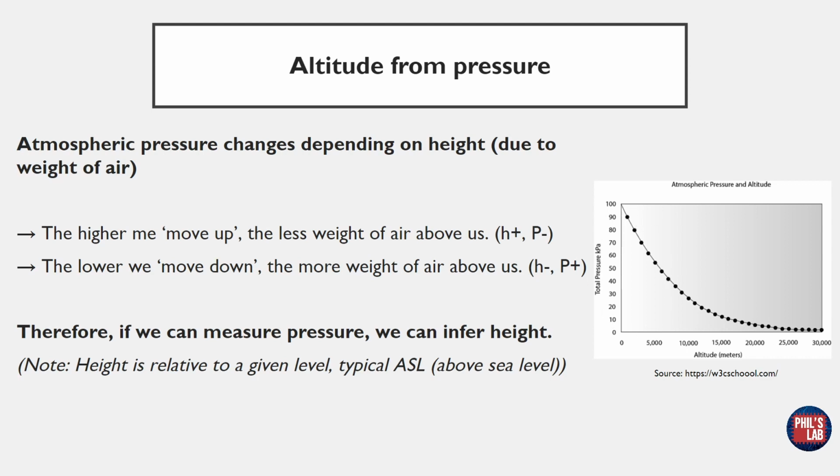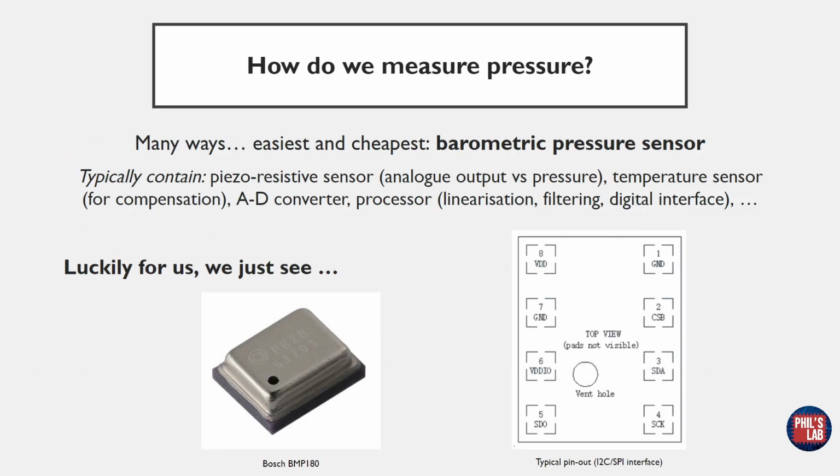Therefore, if we find some sort of way to measure pressure, we can infer height from that. It's always important to note that the height is always relative to a given level, and typically you will see that to be ASL, which is above sea level, but we'll use a different reference in this example. Then of course, naturally the question is, how do we even measure pressure?